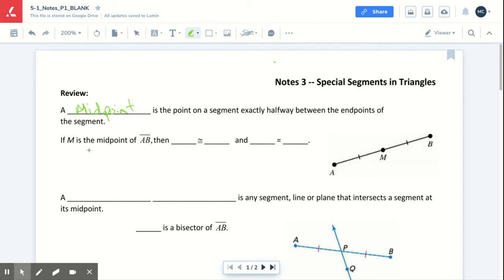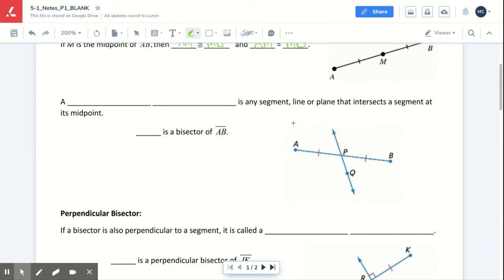Okay, so if M is the midpoint of line segment AB, over here on the picture, then we can say that segment AM is congruent to segment MB. And similarly, that means that we can say that the distance from A to M is equal to the distance from M to B.